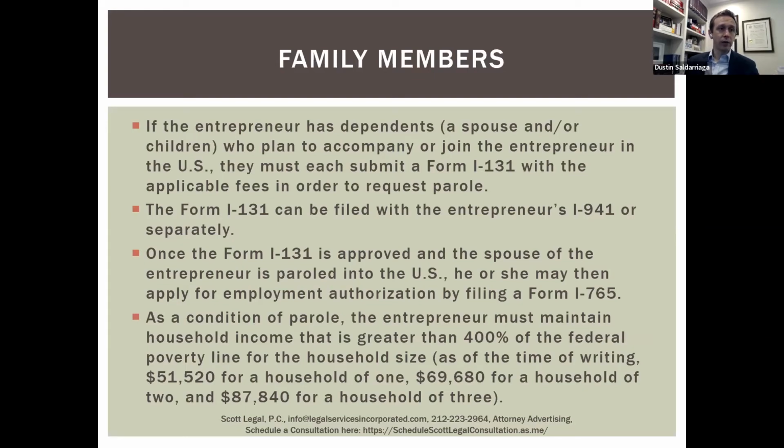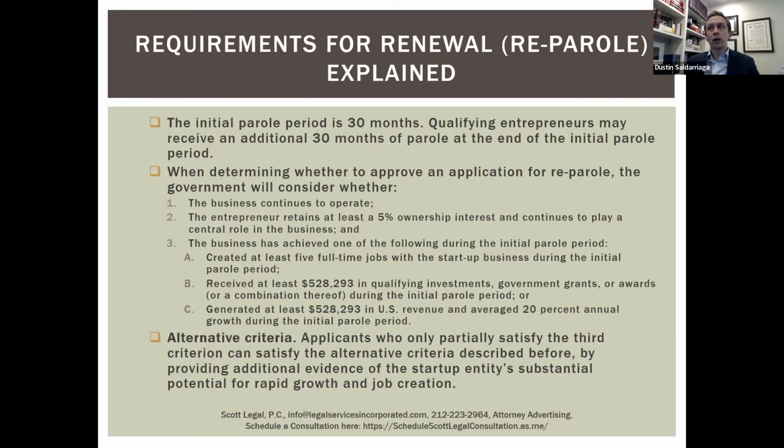As a condition of parole, this is a point that's oftentimes forgotten. The entrepreneur must maintain a household income that is greater than 400% of the federal poverty line. That would be, last I checked, $51,000 for a household of one, almost $70,000 for a household of two, and almost $88,000 for a household of three. So that is not insignificant. So that all covers initial parole. Remember, that's a 2.5-year period. At the end of the initial parole period, the entrepreneur does have the option to apply for another 2.5-year period.